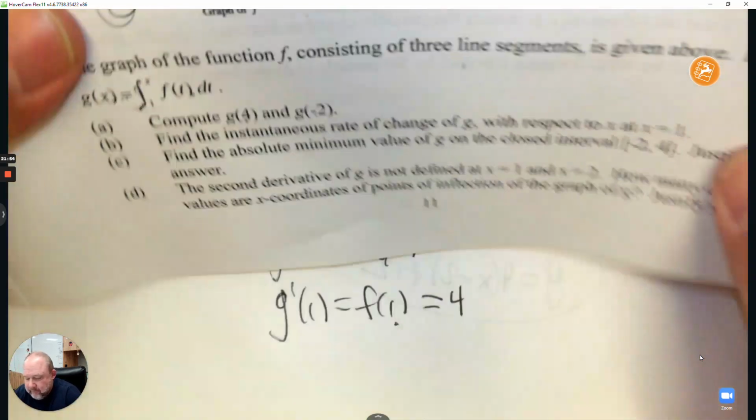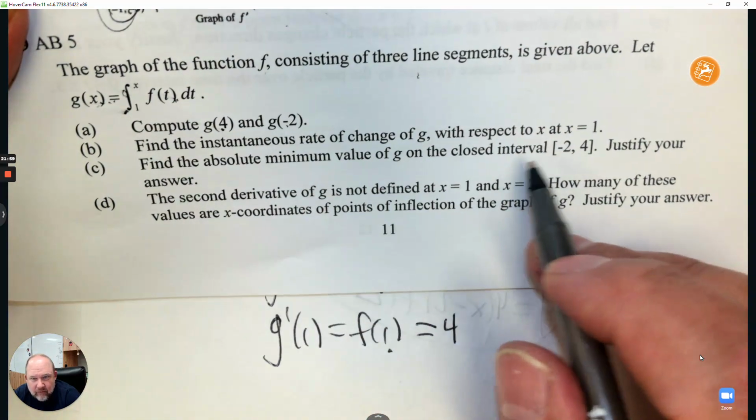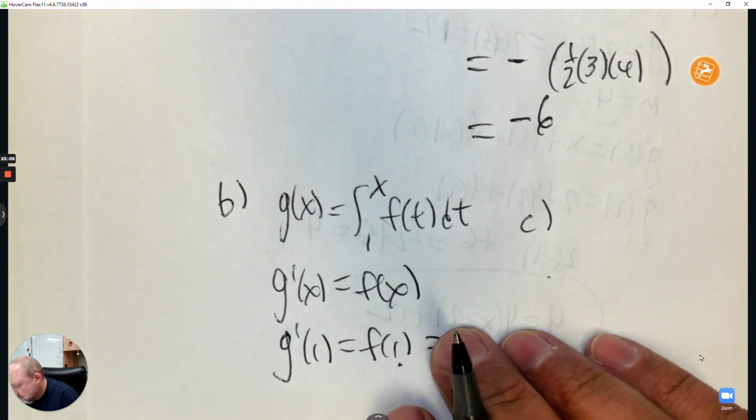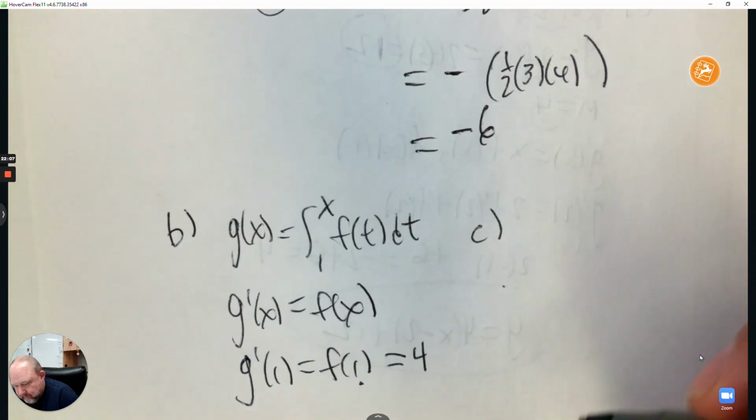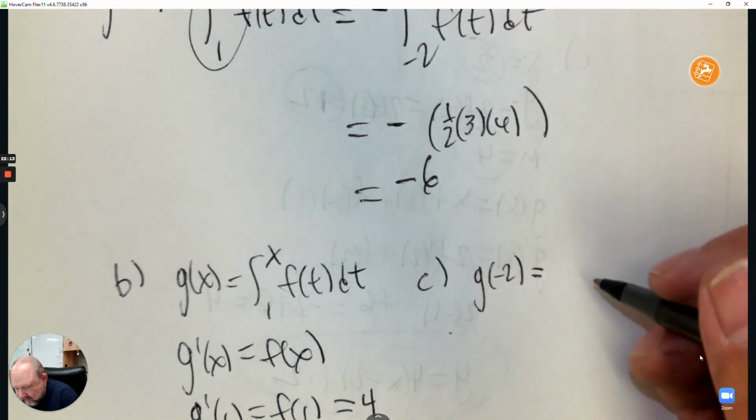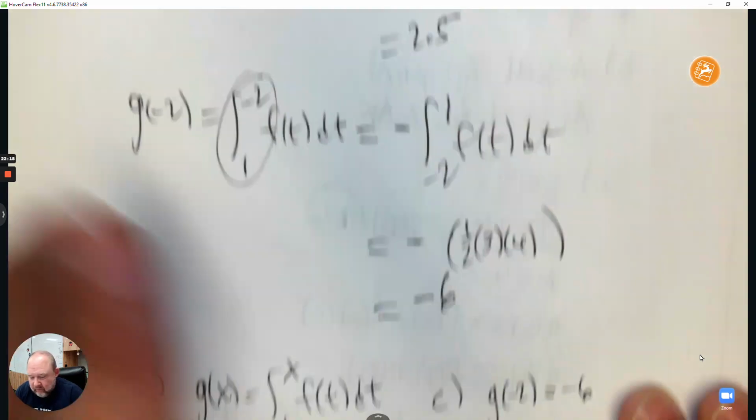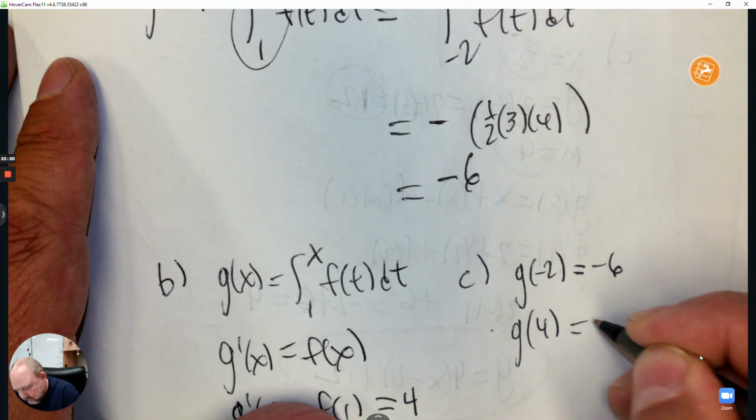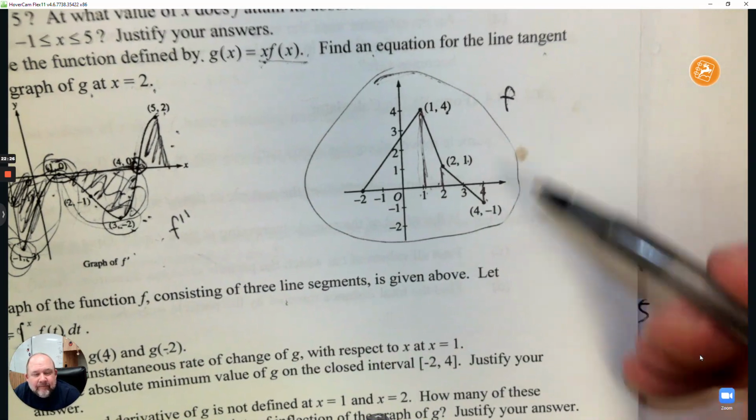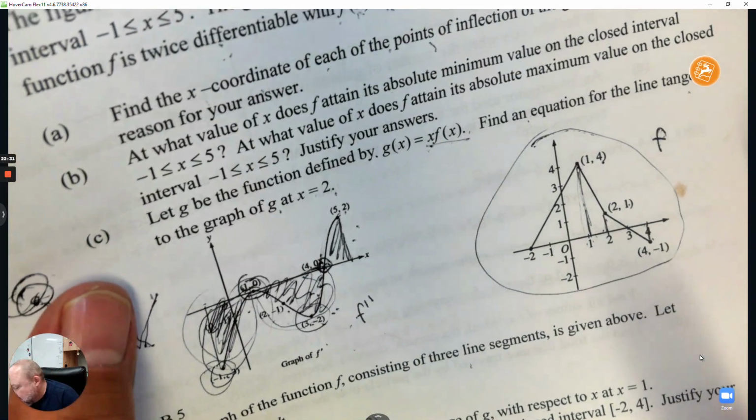All right, 2 more parts. Find the absolute minimum value of g on that from -2 to 4. So we already know at -2, the value is -6. This is from here. So at -2, it's -6. At 4, the answer is 2.5. Is there another one to look at in between?